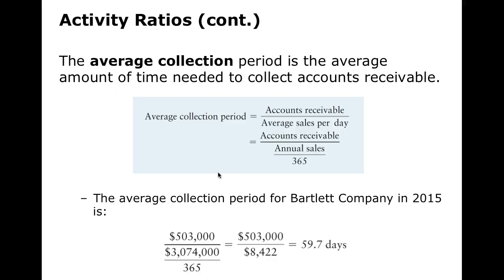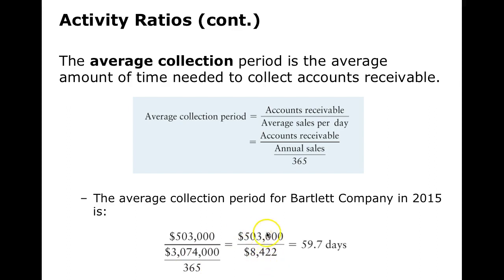Okay. Now the average collection period, this is another very useful ratio, and what we look at here is the average amount of time needed to collect your accounts receivable. So we take accounts receivable divided by average daily sales per day. Now to calculate the average daily sales per day, we have to take the annual sales and divide by 365. So we take our sales divided by 365, and that gives us $8,422 of sales per day.